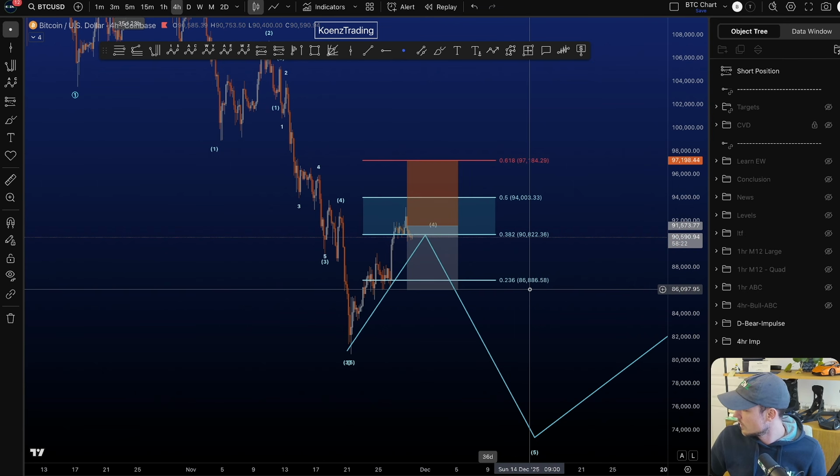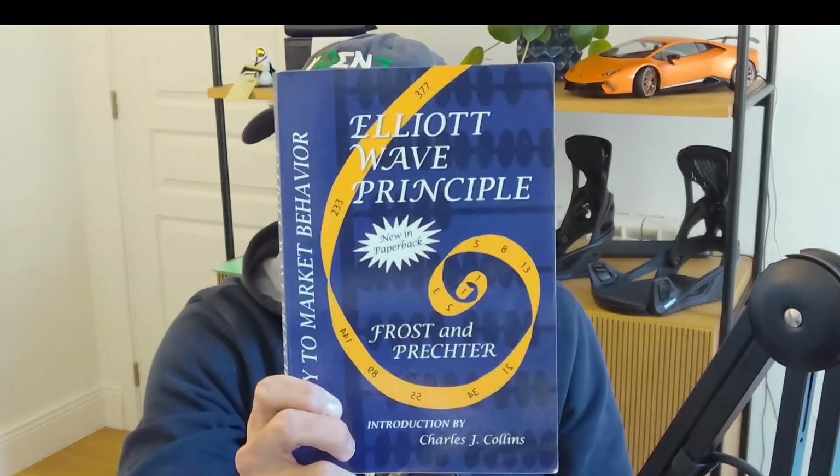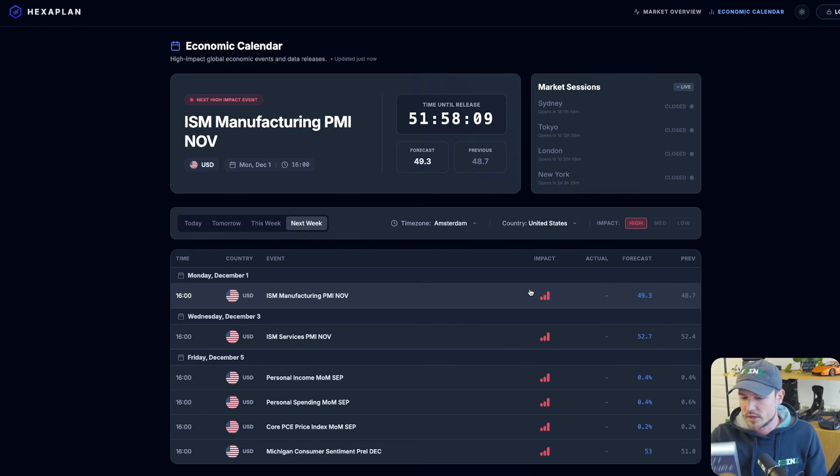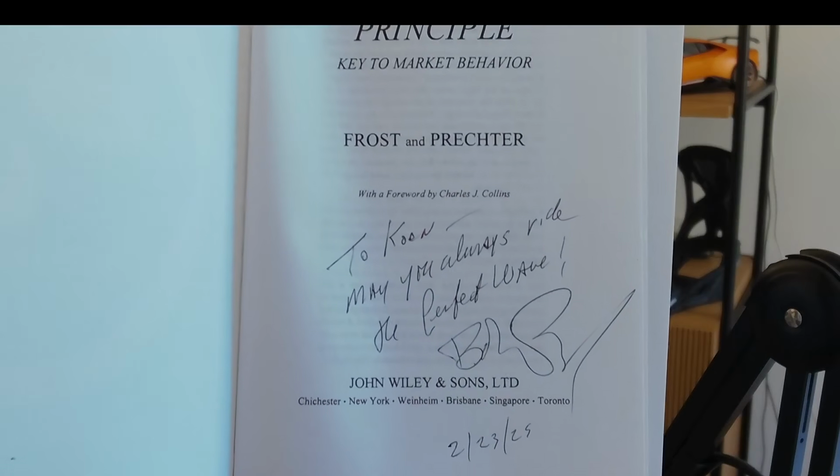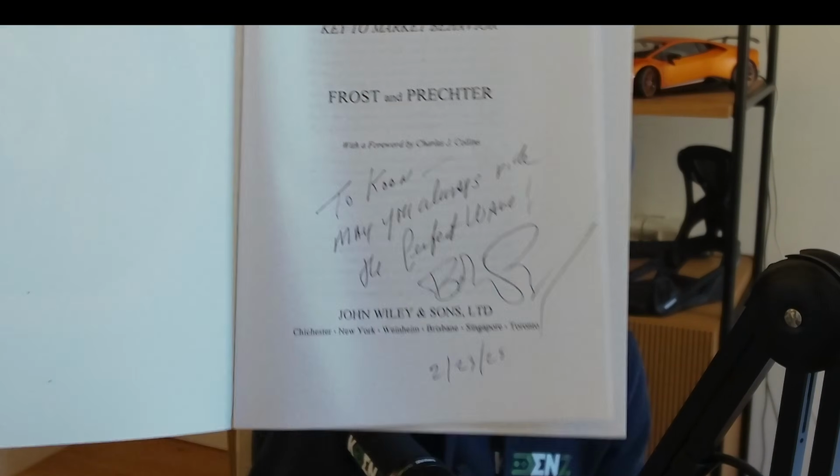So Robert Prechter, the author of the Elliott Wave Principle, one second, which is this book. Let me switch to the cam, right? Elliott Wave Principle, Frost and Prechter. It's usually seen as a bit of a Bible. And this was the day I was with Mr. Prechter having dinner. So he wrote something in the book.